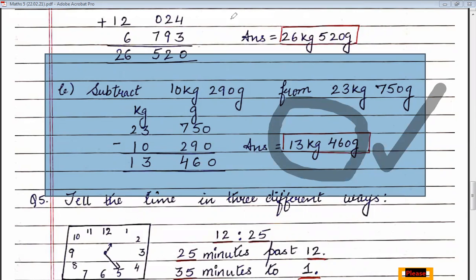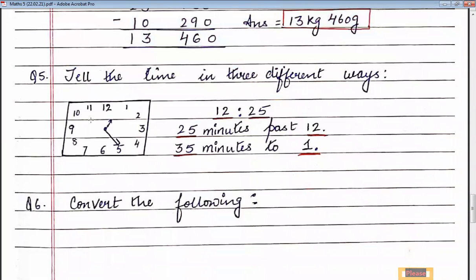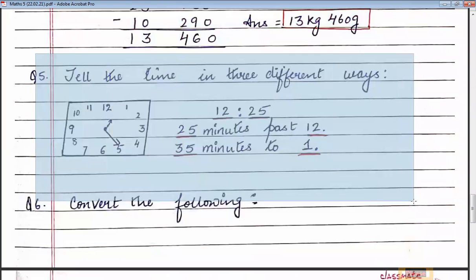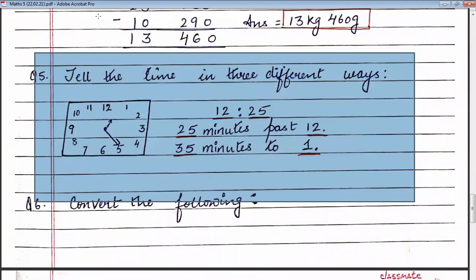Okay, children. So now let us come to our question number 5. This is very important question, children. A clock is given to you and you have to see the hands of the clock and you will tell the time in three different ways. Let's have a look at the hands of the clock. Our hour hand is between 12 and 1 and your minute hand is at 5. So now let's discuss our time in three different ways.